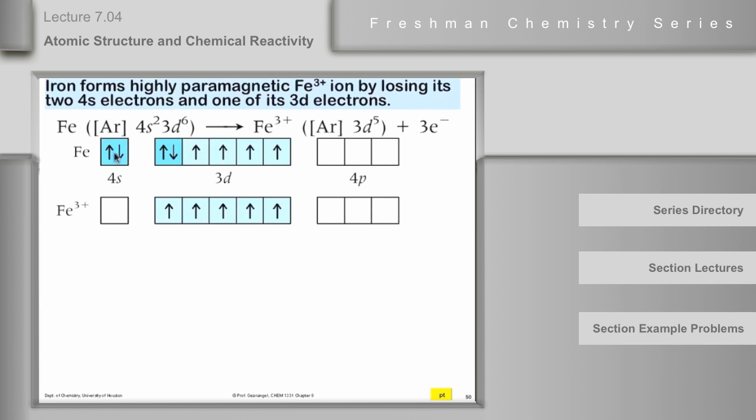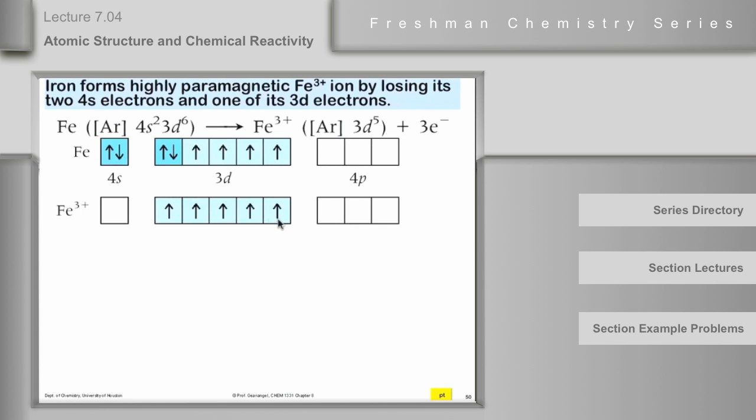Well, here's iron, 4s2, 3d6, 4 unpaired electrons. The box diagram is what you use to visualize how many unpaired electrons there are. If you go to iron 3 plus, the 4s is empty, as we predicted that it should be. The 3d has 5 electrons with parallel spins, and that means a very stable configuration, but highly paramagnetic.